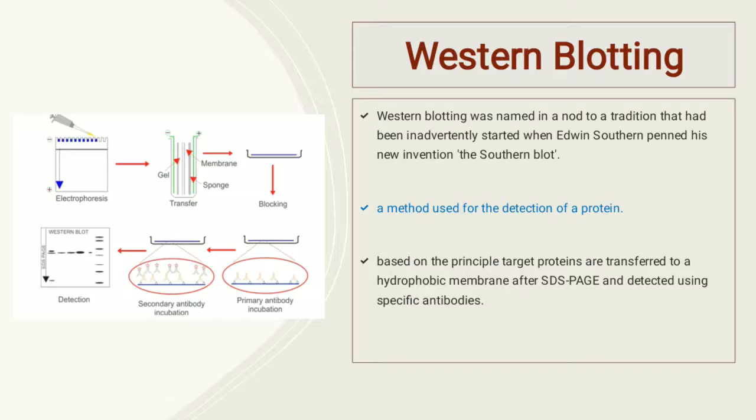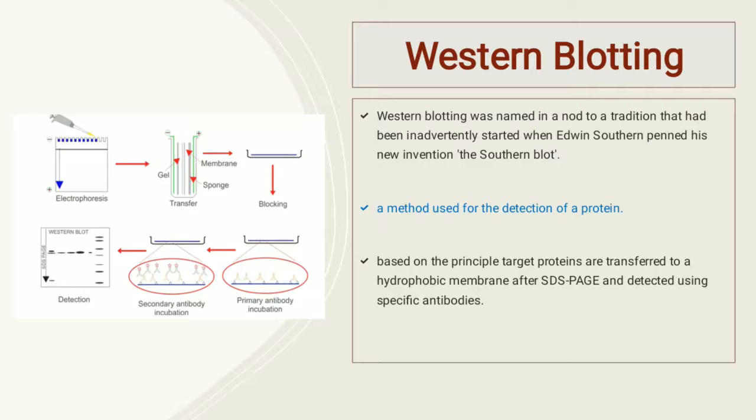The gel will be placed towards the negative electrode, whereas the nitrocellulose membrane will be placed towards the positive electrode, and then the sponge will be placed. After applying electric current, the protein bands will move from the gel towards the membrane, and then we will get an exact replica of the protein bands that are present on the gel onto the nitrocellulose membrane. After the process of blotting, we will separate the nitrocellulose membrane.